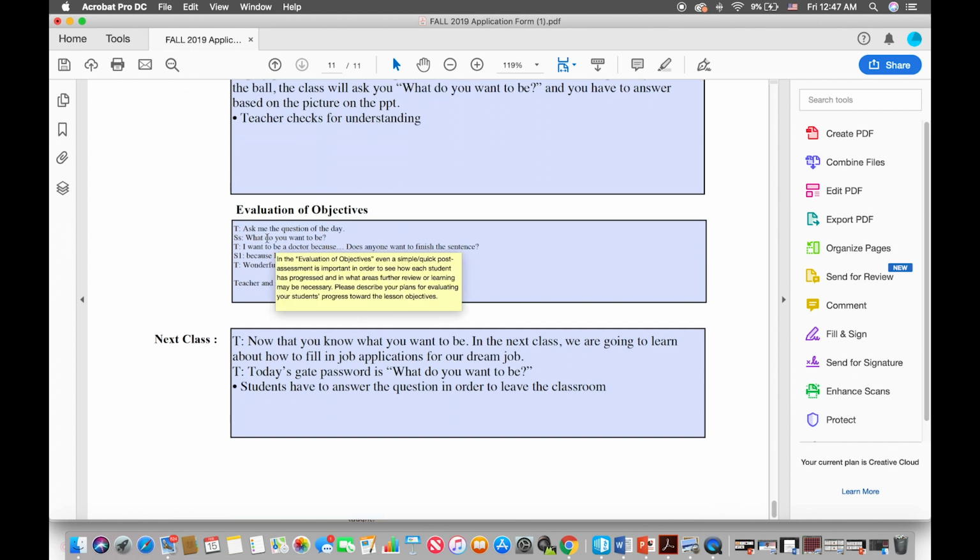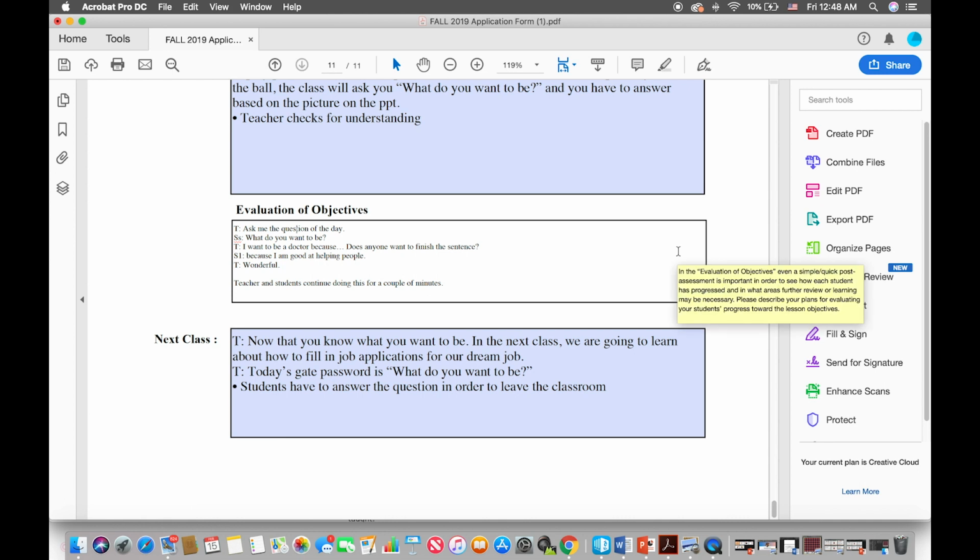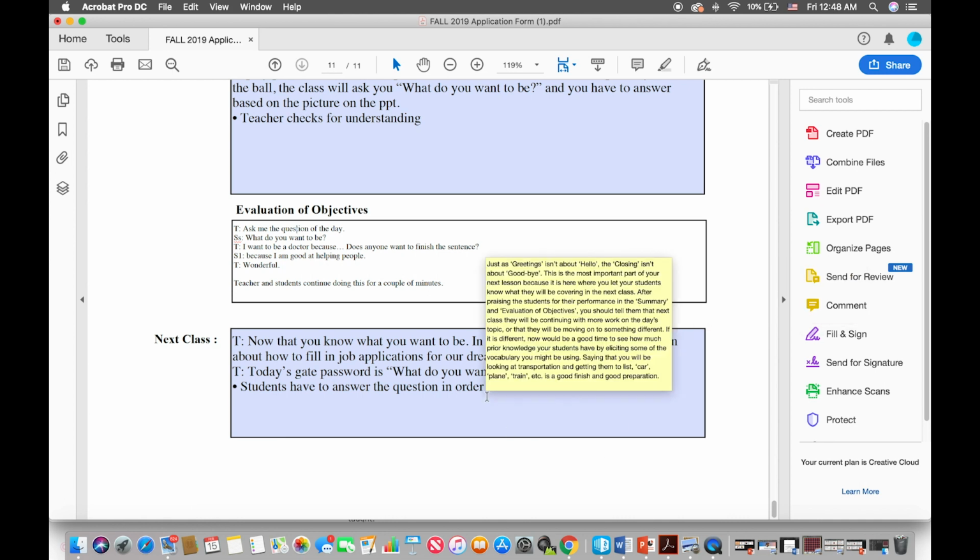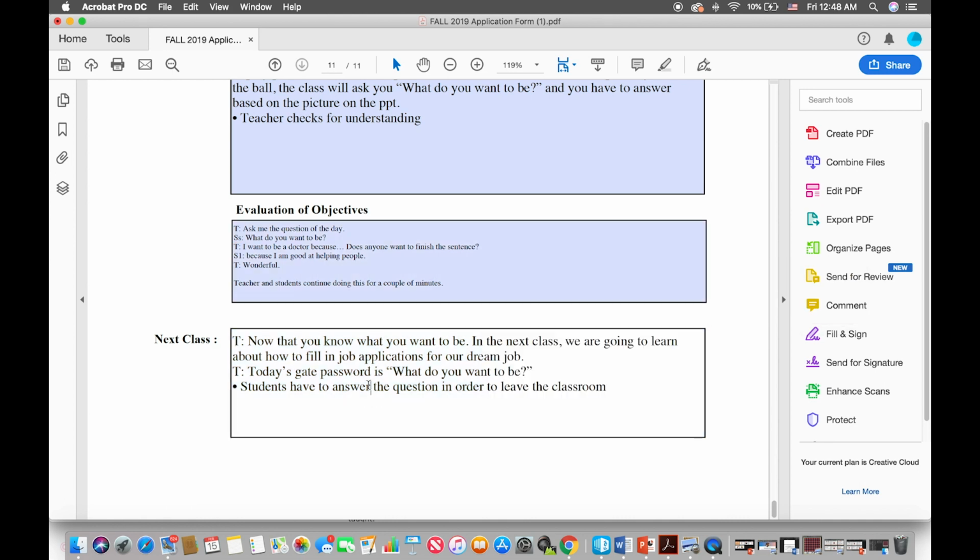Okay, then the evaluation. This is where I check to see that they remember what we talked about, and then they need to practice with the teacher, like, what do you want to be? I want to be a doctor because of blah blah blah. And in the next class, I tell them what they are going to be learning about. In the next class, we are going to learn how to fill in job applications for our dream job.